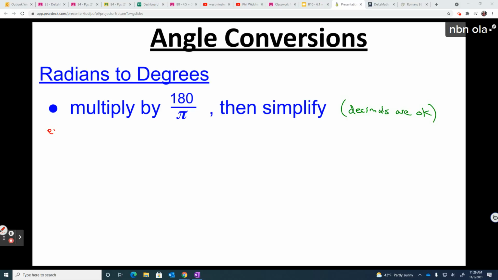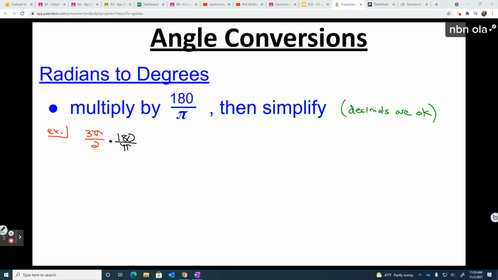So let's try one. A common angle is 3 pi over 2. Common angle that we use. When we do the unit circle, a lot of these you'll memorize how this converts to degrees. So what we're going to do is times by pi over 180. Sorry, 180 over pi.